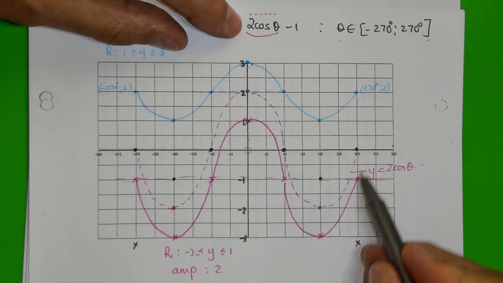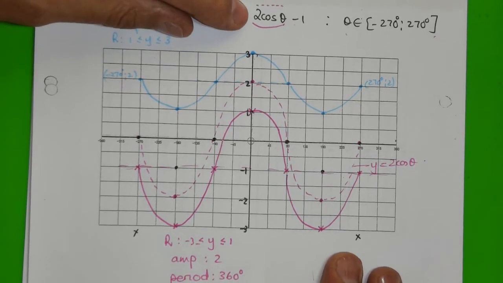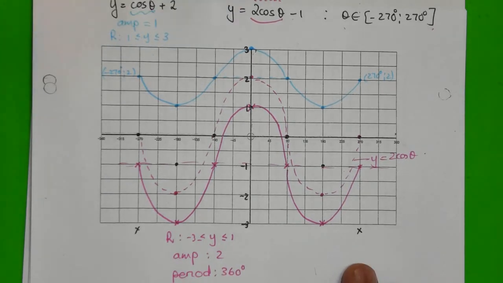If we continue to sketch this, the period did not change for any of these two graphs. That period is still 360. Okay, folks, I'm pretty confident that by now this is becoming second nature for you.